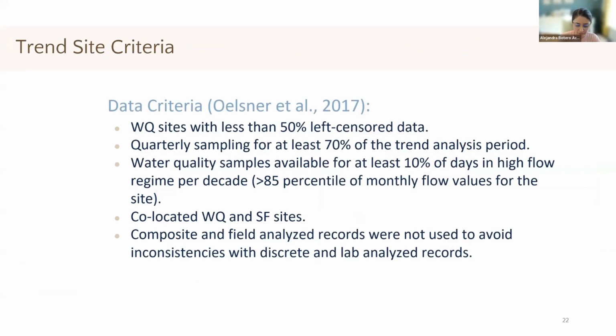After we had those 408 sites, we did a filter of sites with the following criteria. We selected those sites that had less than 50% left sensor data, that had quarterly sampling for at least 70% of the trend analysis, and that had water quality data for at least 10% of high flow days per decade. We also selected only sites that had a stream flow site co-located, and we didn't use composite and field analyzed records. Composite means those records that are collected during a 24-hour period.